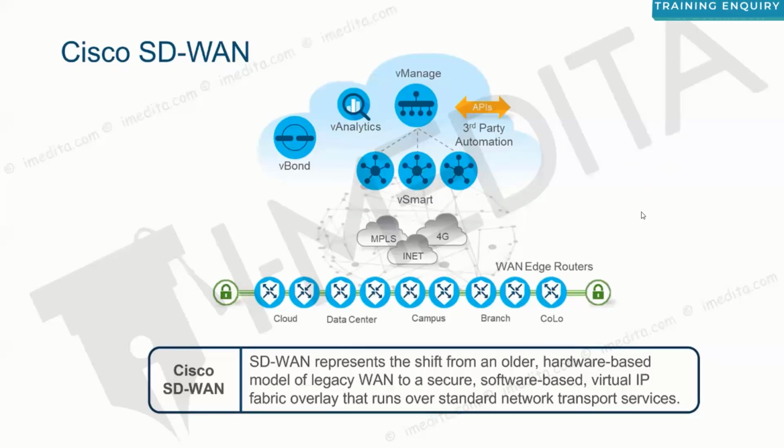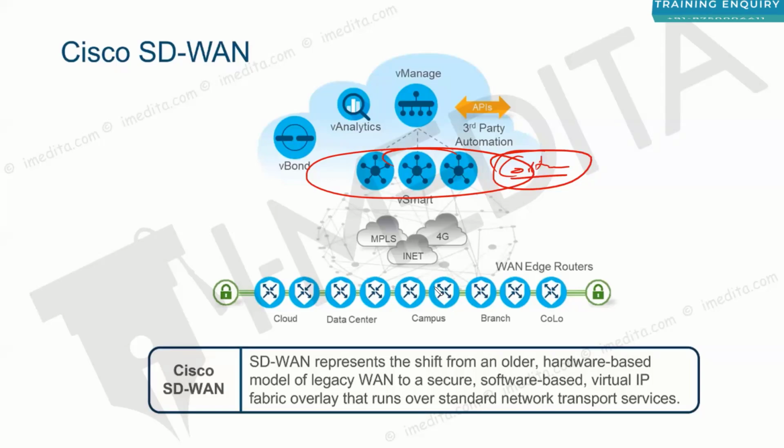Sir, I have one question here. If the vSmarts go down, you are saying the control plane information will be locally installed on these vEdges, right? See, vSmart is responsible to work as a control plane, therefore it will be responsible to define the best route, and then that best route information will be given to the vEdge router, right? So vEdge routers are going to keep the best route in their routing tables, right?